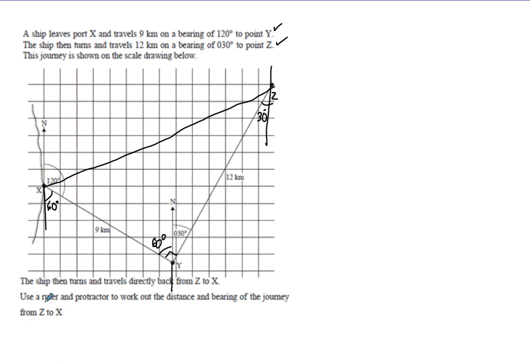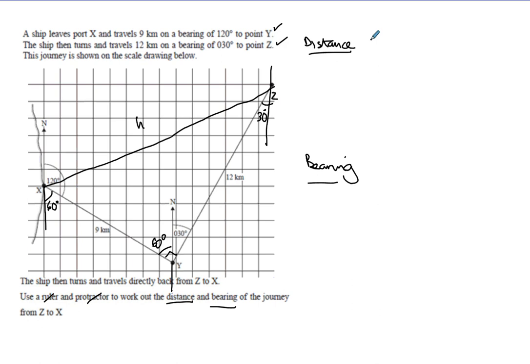And we're not going to use a ruler and protractor. We're going to try and do it without it. So we have to find the distance of the journey. So you can tell that's your right angle, so we're looking for our hypotenuse. Yeah? Okay, so the distance, and then we'll find the bearing. Okay, so the distance, again, it's just using Pythagoras.